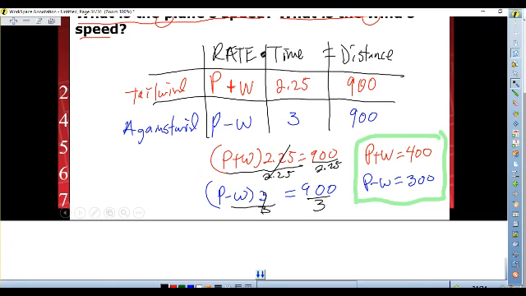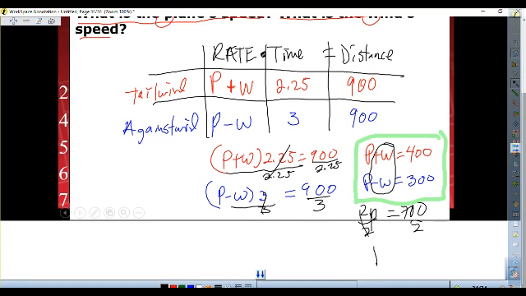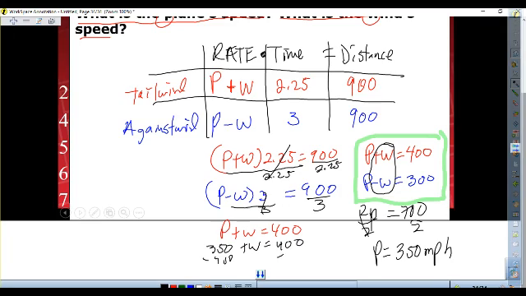Elimination, yay! Can we eliminate any of the variables? Yes, the W. We're left with P plus P is 2P equals 400 plus 300, that's 700. Divide by 2. What is the plane speed? 350 miles per hour. Which equation do we want to use, the red one or the blue one? Red. And instead of P, we write 350. Equals 400, so W is 50. Subtract 350. The wind speed is 50 miles per hour, and you write your statement.